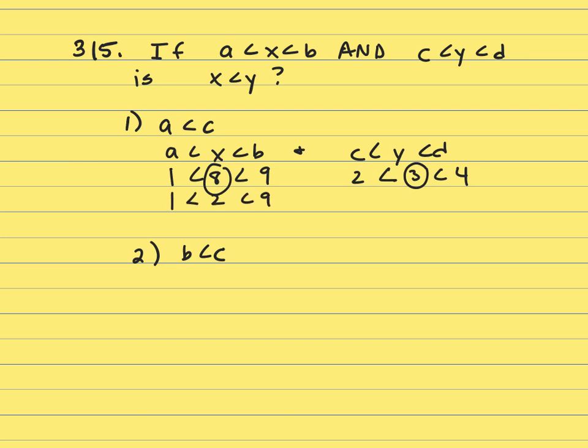Once again, A is less than C. So make it 2 is less than 3 is less than 4. But here, X is less than Y. So clue 1 doesn't work. Sometimes it works, sometimes it doesn't. So that's not good enough.